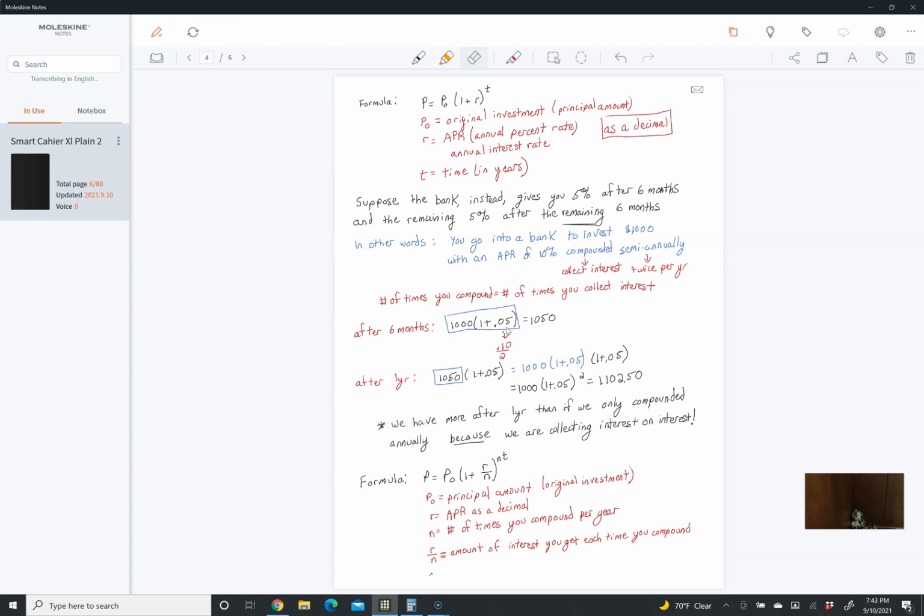And then the nt is the number of times that you collect interest over a period of t years. This is nt, which is not coming out. So let me just rewrite that. Okay, number of times you collect interest in t years.